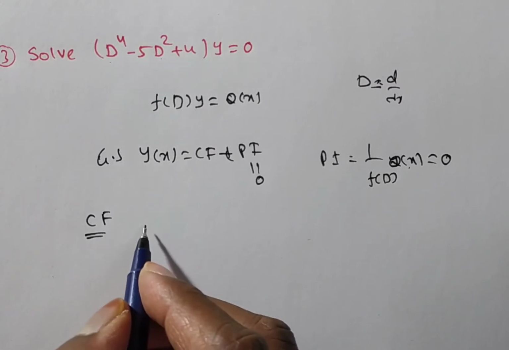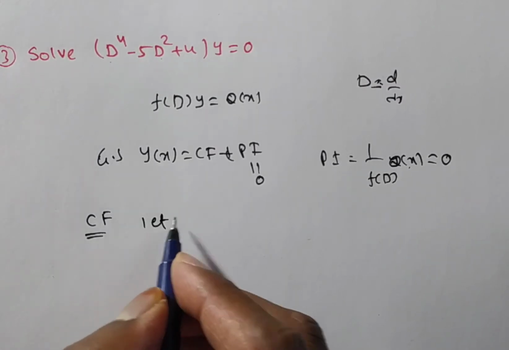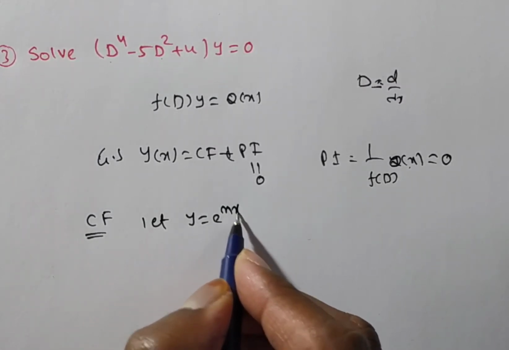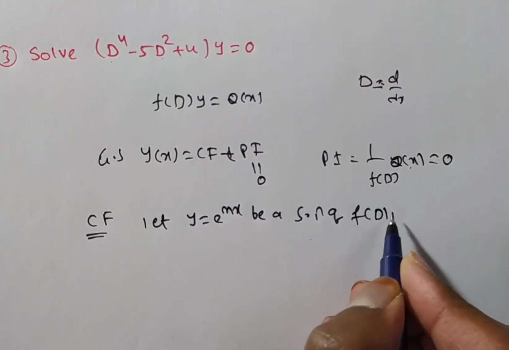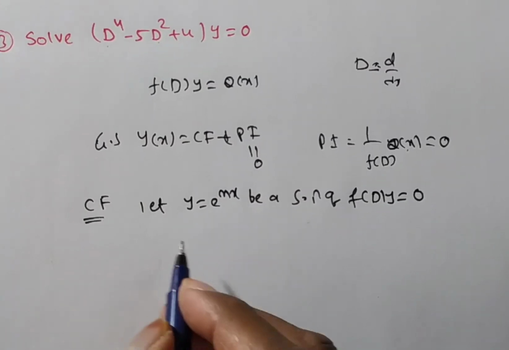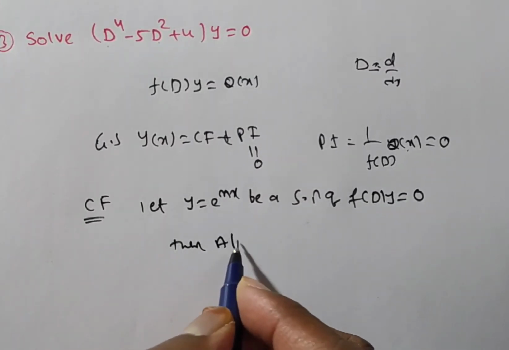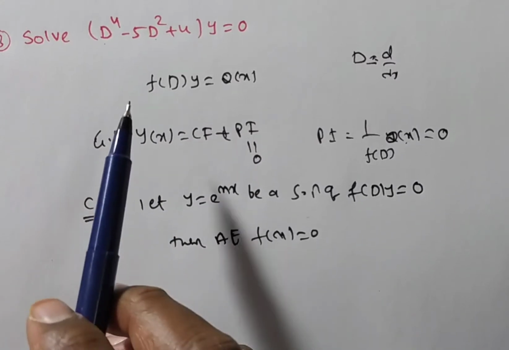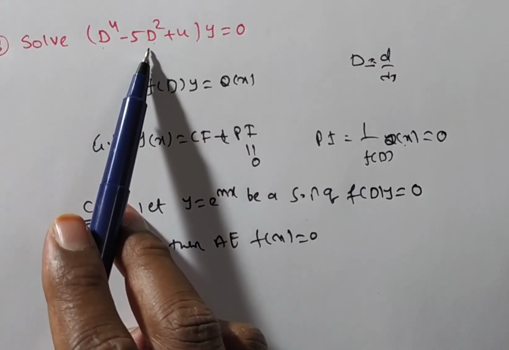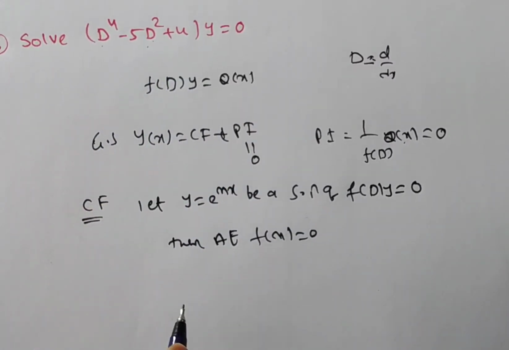How to find the complementary function means, you see, let y is equal to e to the power of mx be a solution of f of D into y is equal to 0. Then we will have the auxiliary equation f of m is equal to 0. What is f of m means, here you have m to the power of 4 minus 5m square plus 4 is equal to 0. I will tell you how it is getting.